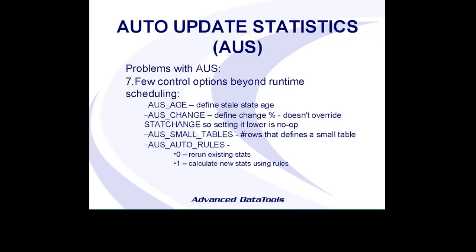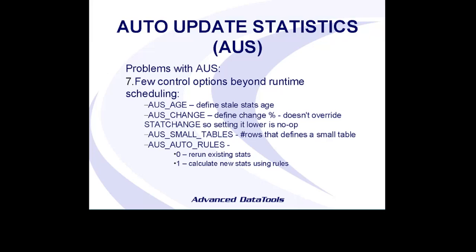If you set that to 0, then the AUS evaluator will present the refresh task with update statistics commands that mimic what's already in the database. If you set AUS auto rules to 1, then the evaluator will calculate new update statistics based on its own rules. So again, it won't generate any distributions for columns that are not indexed at all, for example.